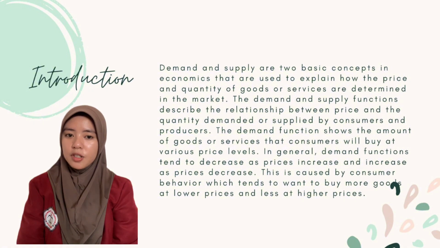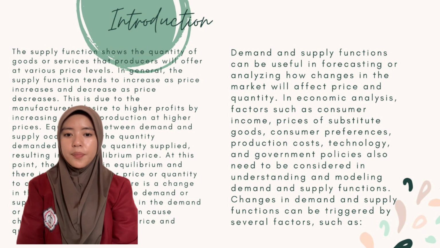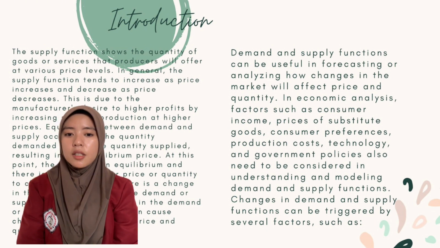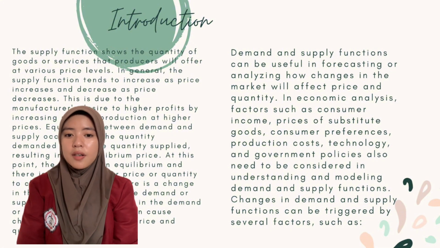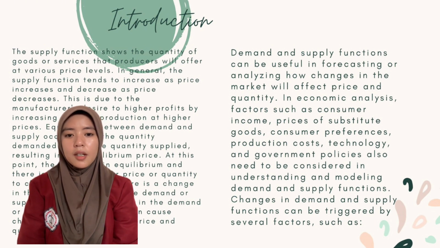Equilibrium between demand and supply occurs when the quantity demanded equals the quantity supplied, resulting in the equilibrium price. At this point, the market is in equilibrium and there is no tendency for price or quantity to change. However, if there is a change in a factor that influences demand or supply, there will be a shift in the demand or supply function, which can cause a change in the equilibrium price and quantity.